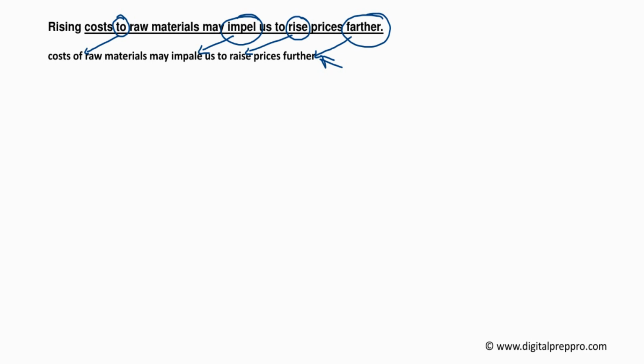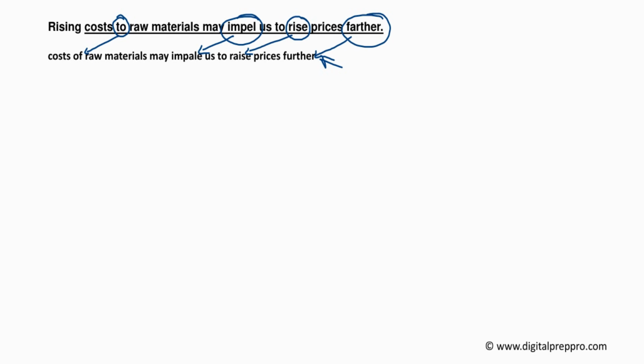See, when I'm talking about the rising cost to raw materials may impel us to rise the prices further, it means that because the raw material costs are getting higher, it will impel somebody, or us over here, as mentioned, to raise the prices of the product a little bit higher. Now the sentence over here does not mean that way. On the other hand, if I substitute with this second sentence, it also does not mean that way.